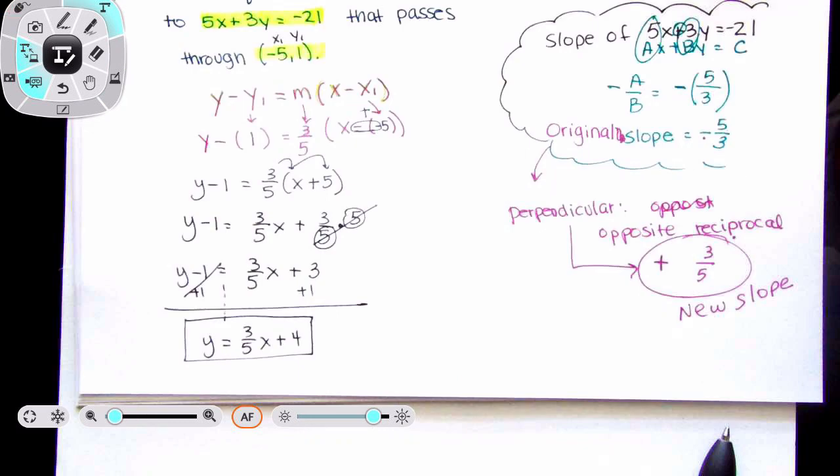And we are done. Okay, so we have gone through example number 1 and we've gone through example number 2. One of them was a parallel, the other one was a perpendicular.